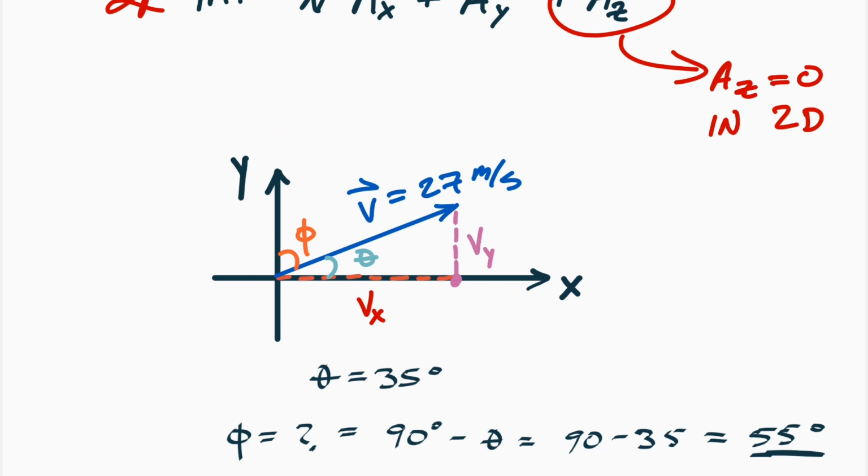And so I labeled it the y-axis, but this is actually north, and this one is actually east, right? But we're going to call it x and y because it doesn't really matter. And that's another important point to make, is that you set the coordinate system. All right, so the vector v is 27 meters per second, and it's at this angle theta.